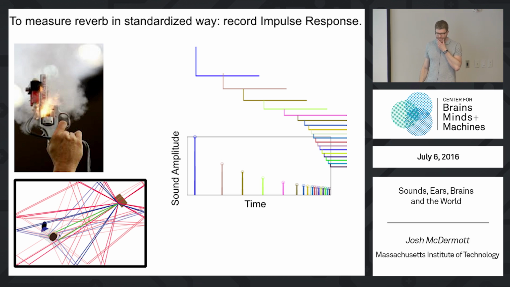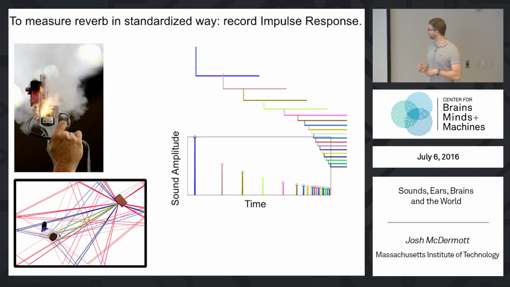Now, the way that reverb is typically measured is by recording something called the impulse response. And so that's literally what it sounds like. It's the response of a space to an impulse. What's an impulse? Well, it's a very brief, high amplitude sound. It's more or less what you'd get if you fired a gun. Okay? So we could fire a gun in here and just record what that sounded like, and that would give us the impulse response.